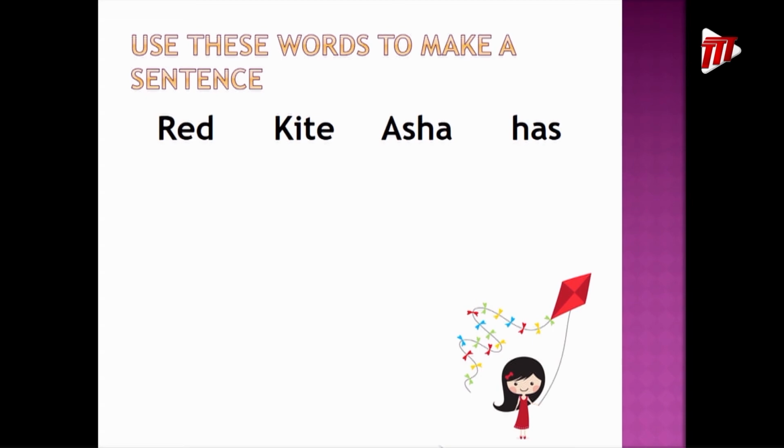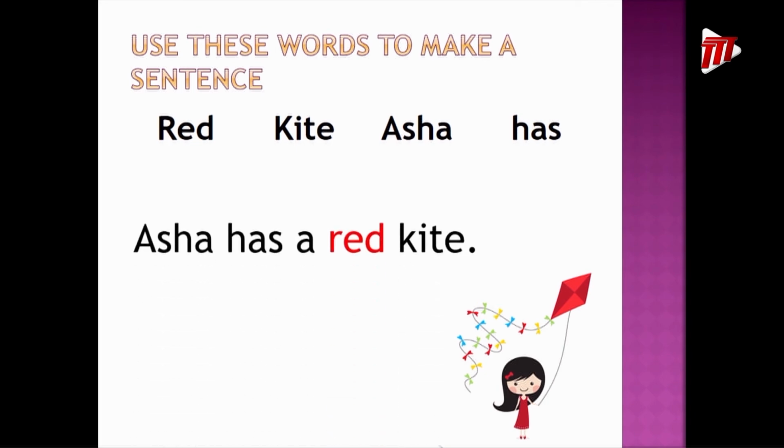Now, let's use these words to make a sentence. We have red, kite, Asher, has. So in the picture, you can see that the little girl, what does she have in her hand? It's a kite. What color is the kite? It's red. Red describes the kite. Asher has a red kite.